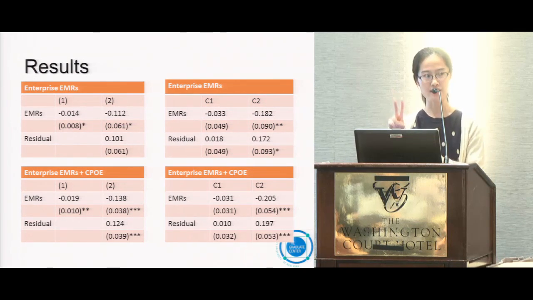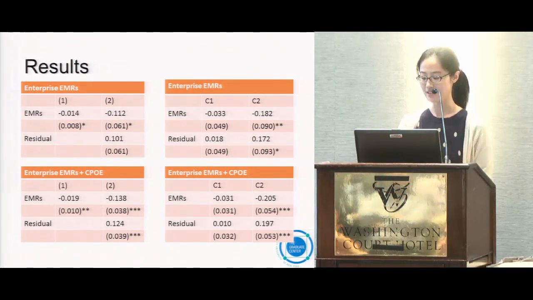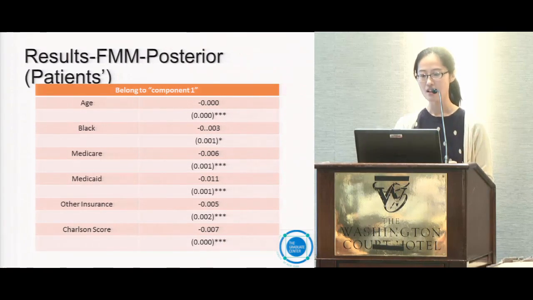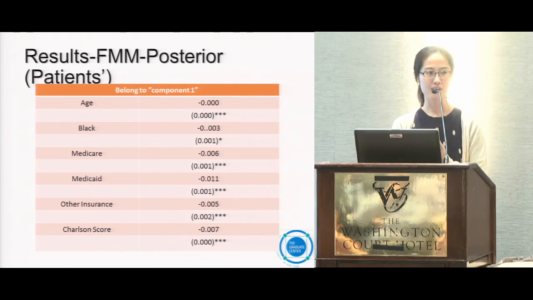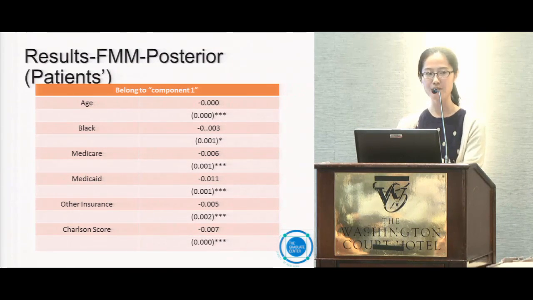Okay, so two types of patients. The first one, not being affected. The second one, being affected a lot. Who are they? That's our next question. So this is like a posterior analysis. I'm running the likelihood of each patient belonging to the two different groups, and I'm running analysis just based on the patient characteristics and also on hospital characteristics.